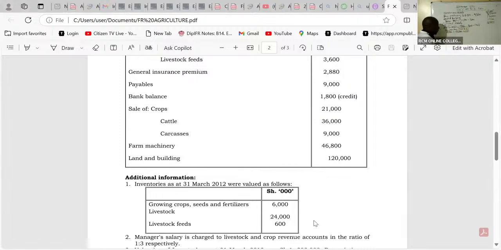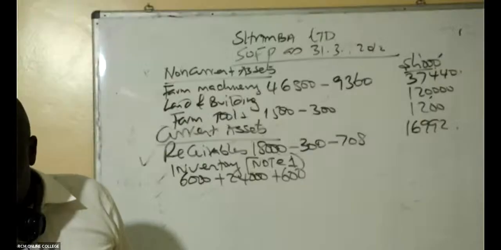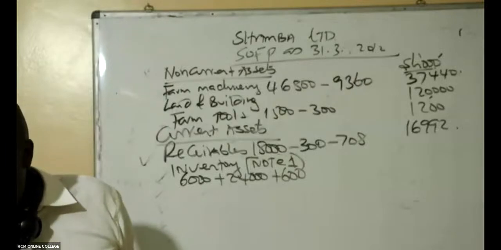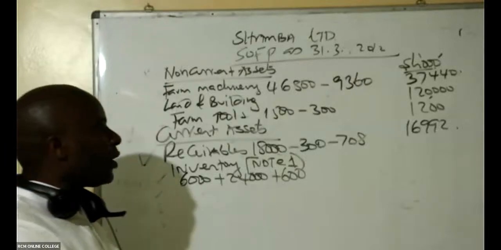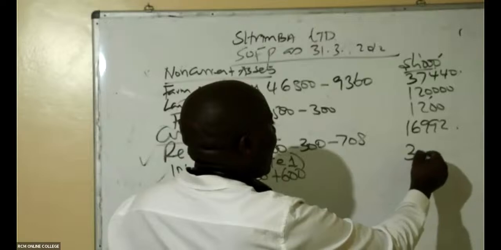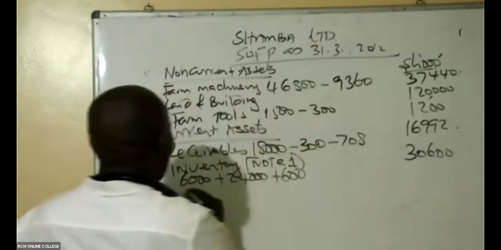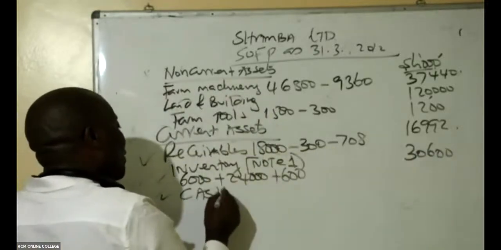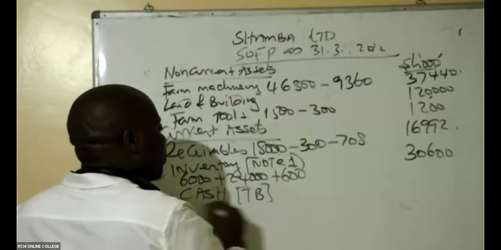So can somebody give us this inventory figure? So inventory, 3,600. And ladies and gentlemen, of course, I have cash. Cash is a current asset in the trial balance.